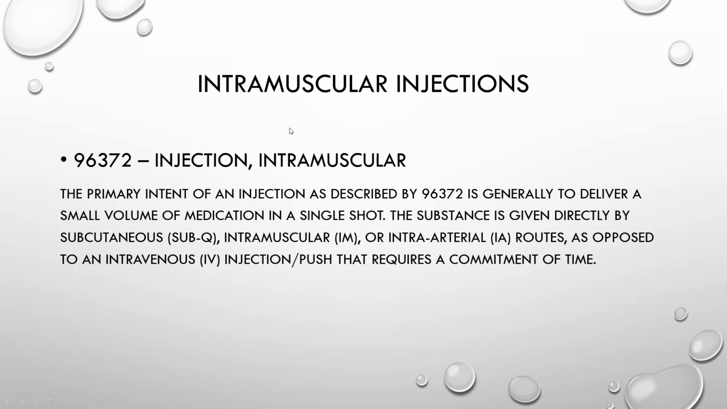The other type of injection that you might encounter in a multi-specialty office are going to be your intramuscular injections. The code for an intramuscular injection is 96372. Now don't confuse an intramuscular injection with a vaccination. There's a big difference between a vaccination and an injection. A vaccination is introducing a toxoid into the body to build up immunity to disease, okay? And there's completely separate codes for vaccinations. And it's very, very specific.